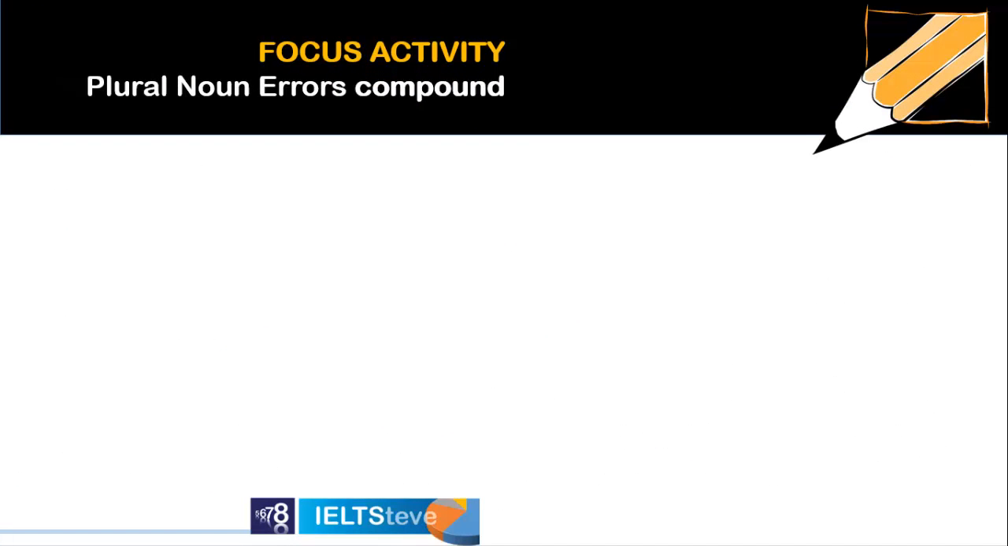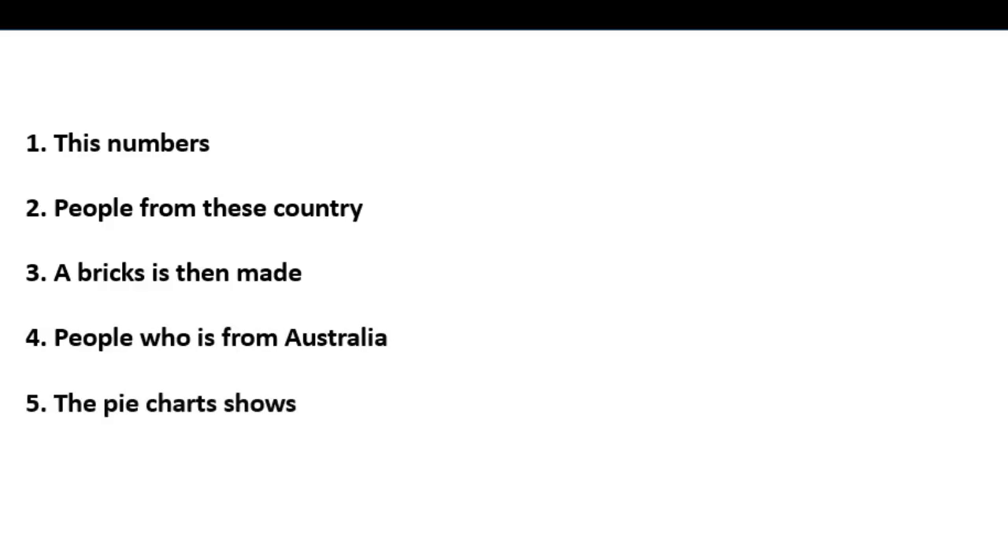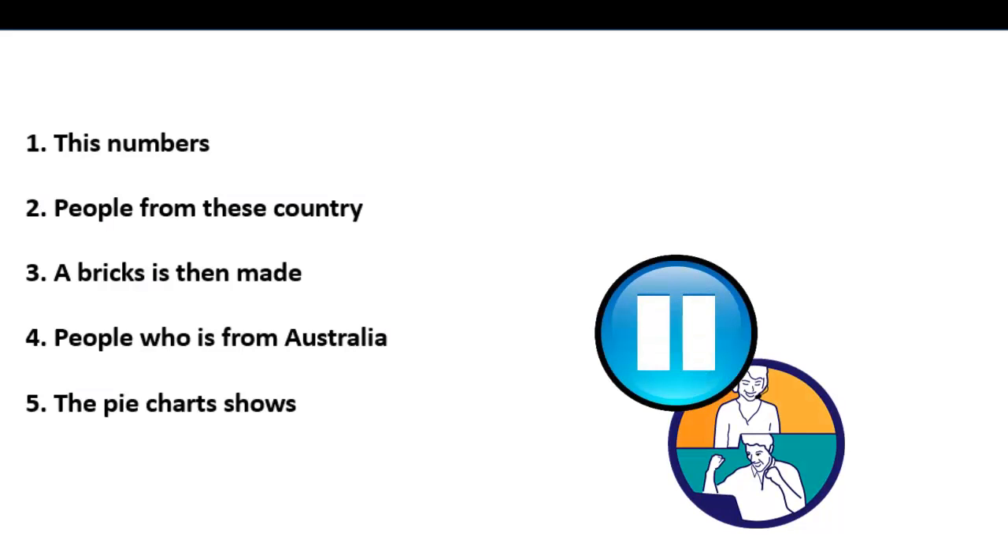Now, one of the problems with plural nouns is that they can compound. Now, compound means that that adds to an existing problem. So we've got this numbers. Here's some examples for you coming up here. What is the plural noun? Is it a plural noun mistake, or is it something else, or is it a combination of things?